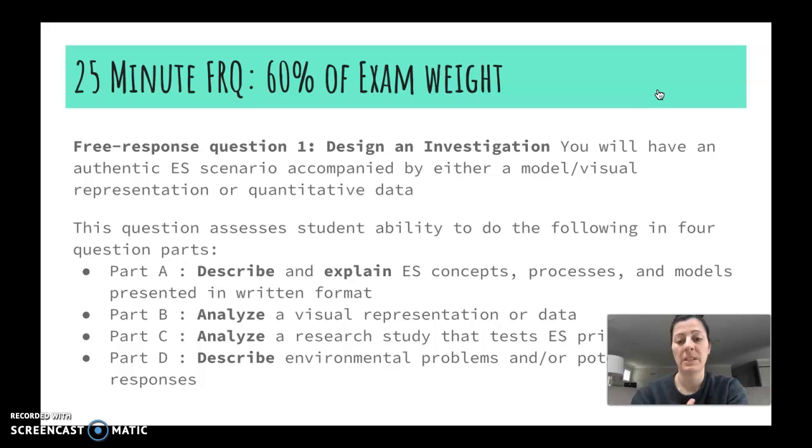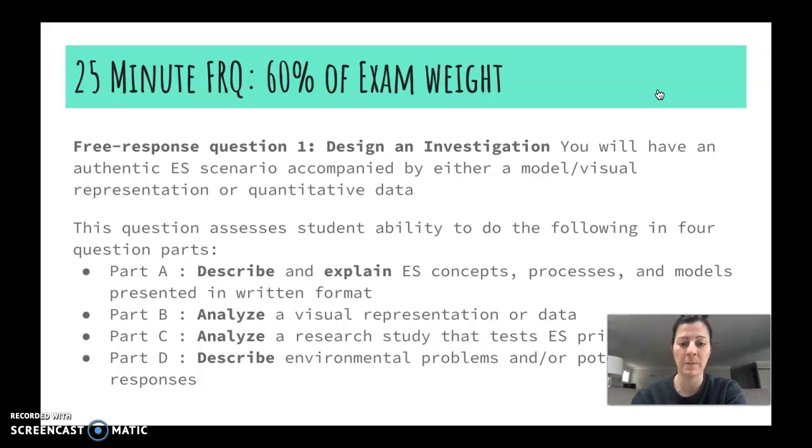Analyze a visual representation of the data. So maybe you're analyzing the graph and looking at trends or what have you. Analyze a research study that tests the principle. So maybe it says, hey, now that they've done scientist one's experiment, what claim would you come up with, or what conclusion would you arrive at?